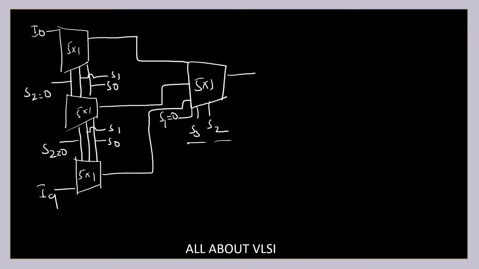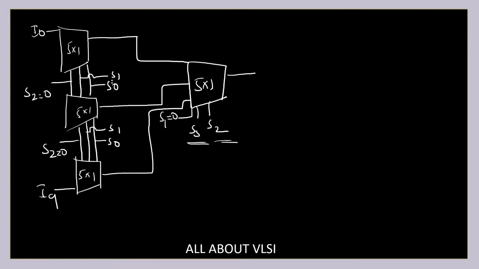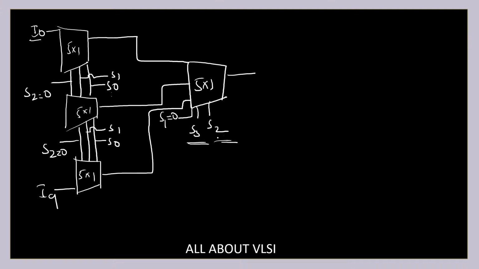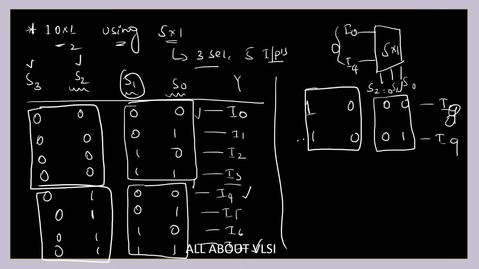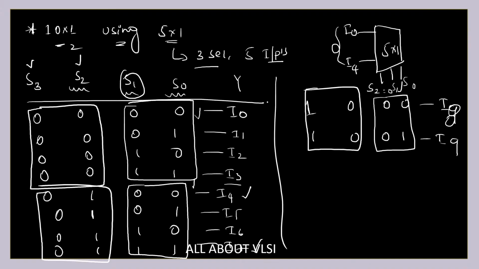Suppose S3, S2 is equal to 0, 0. Then depending upon my S1, S0, I'm going to decide from I0 to I3. And if S3, S2 is equal to 0, 1, then depending on S1, S0, I choose from I4 to I7. And if S3, S2 is equal to 1, 0, then I'm going to choose from I8 to I9. So this is how I'm going to design a 10 cross 1 using a 5 cross 1 box.